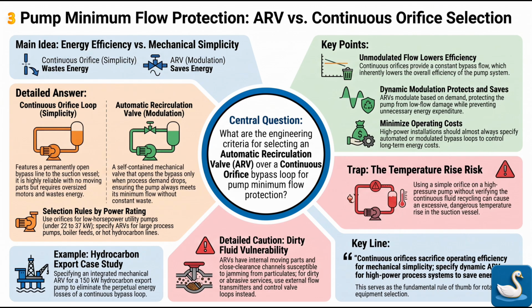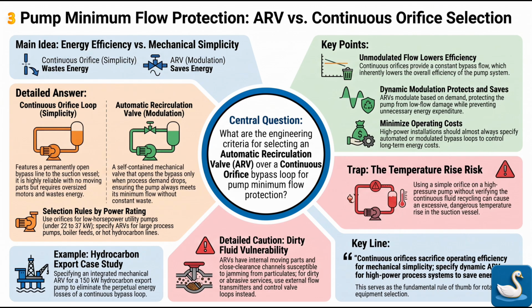EPCM standards generally specify continuous orifices for low horsepower utility pumps, typically those under 22 to 37 kilowatts. Because the energy loss is minimal. Right. The electrical energy wasted on a small 25 kilowatt water pump simply does not justify the high capital expense of an ARV. However, for large process pumps, high-pressure boiler feed pumps, or hot hydrocarbon export lines, an ARV, or a fully automated flow control valve loop, is specified to reduce operating costs and prevent continuous fluid heating.